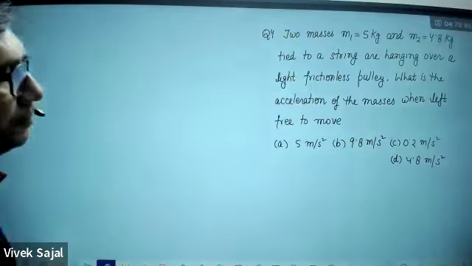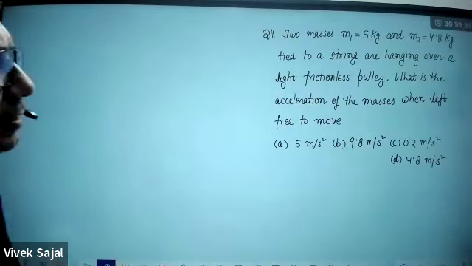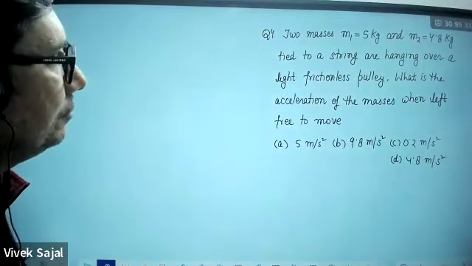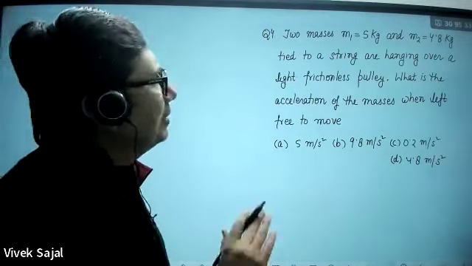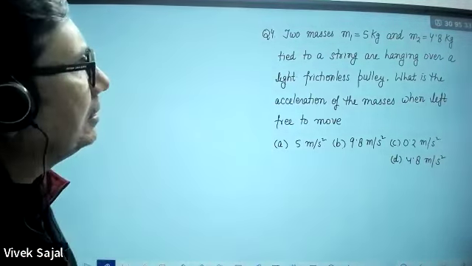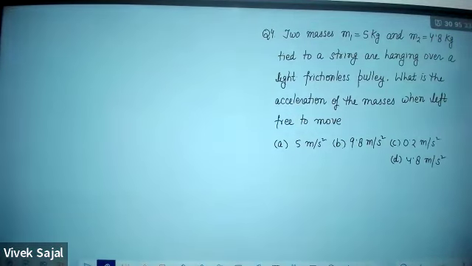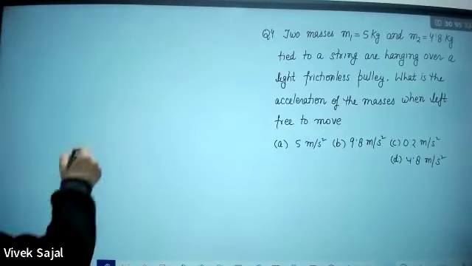Question number 4, beta. This is a very simple question. Try to solve, okay? Everyone, please try to solve. Two masses M1 and M2, tied to a string, are hanging over a light frictionless pulley. What is the acceleration of the masses when left free to move? Please solve it, beta. What will be the acceleration?